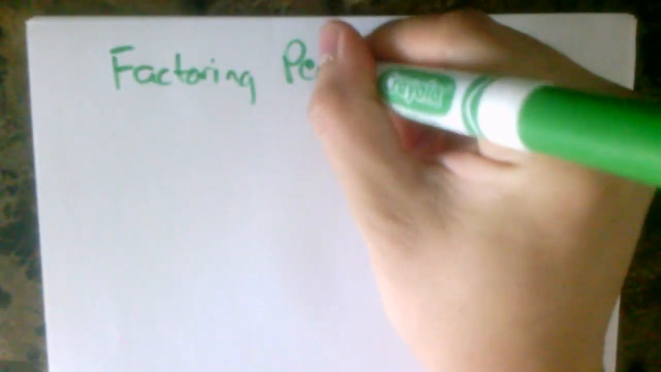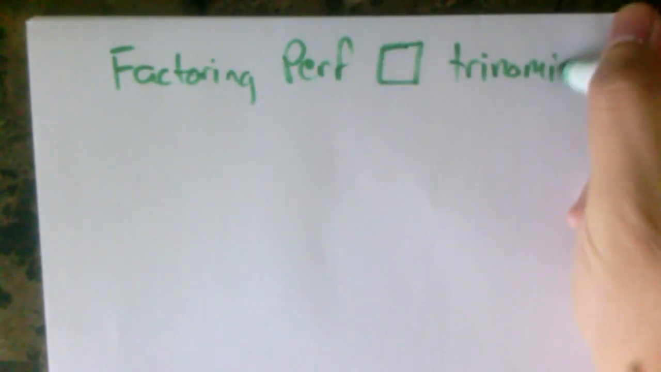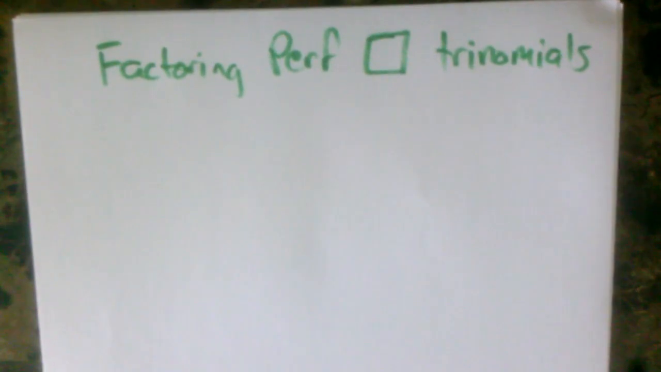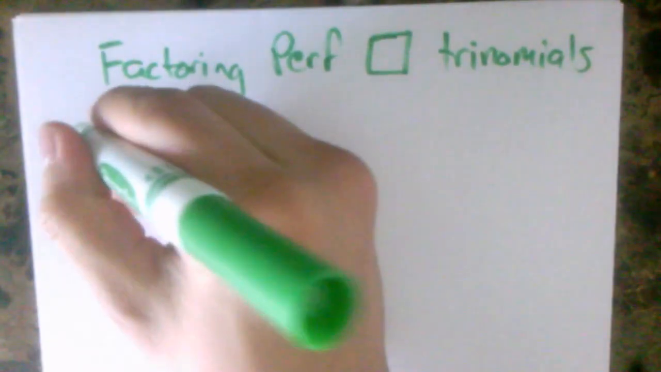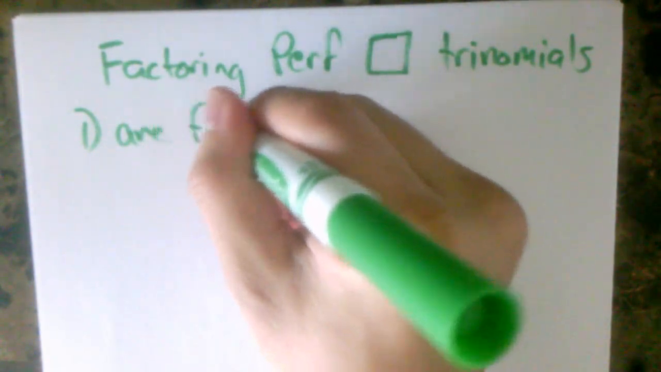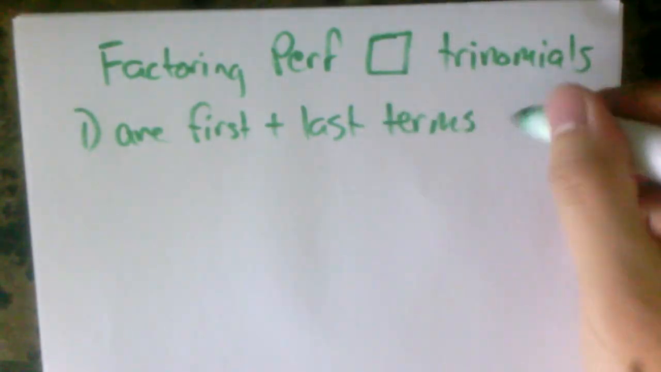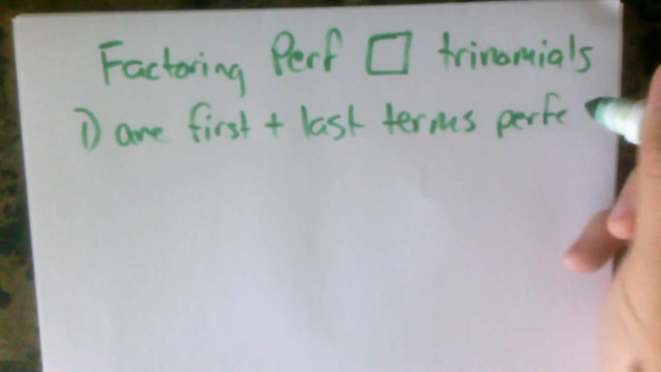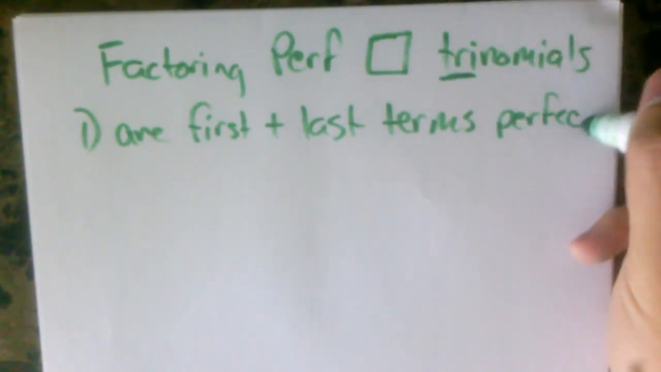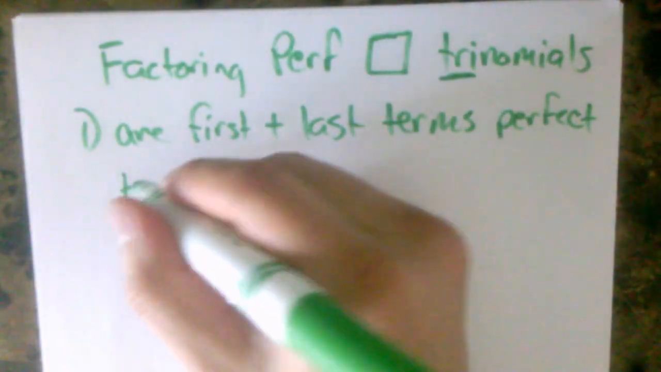So let's talk about factoring perfect square trinomials. Okay, so factoring perfect square trinomials, you have similar questions. First question: are the first and last terms perfect squares? So this one's worded a little differently because it's perfect square trinomials. Tri means 3, so they're going to have 3 terms as opposed to perfect squares.